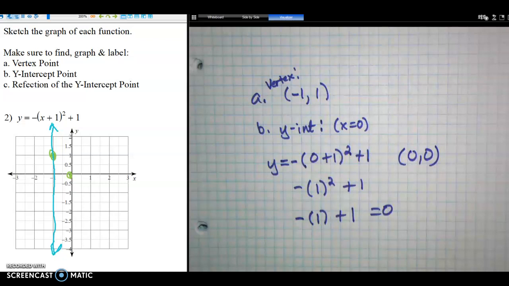So I can see that from my y-intercept, I need to go to the left one, so I'm going to go to the left one more. That's taking me to negative 2, 0, right? And now I can sketch my pretty little parabola. Usually what we also want to do is label our points, and that's it.